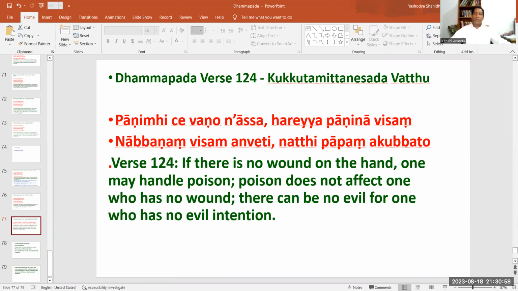Now I have extracted a few translations of the same verse of Dhammapada. If there is no wound on the hand, one may handle poison. Poison does not affect one who has no wound. There can be no evil for one who has no evil intention. If you have no intention of doing wrong, thereby you don't get unwholesome consequences, evil consequences.